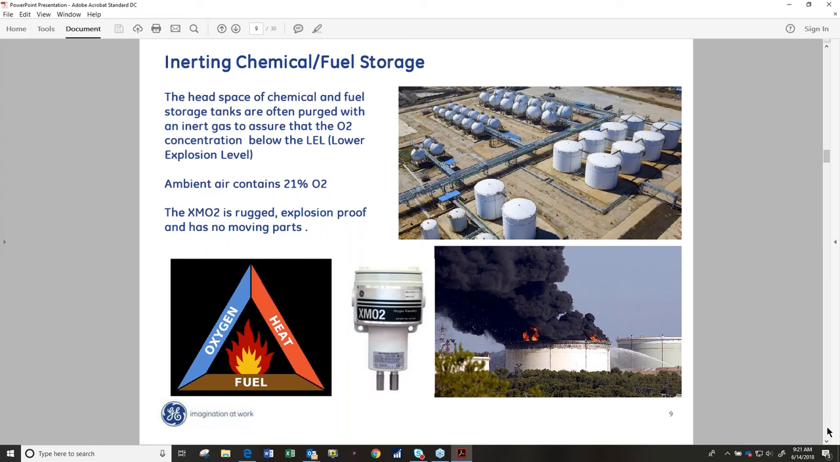And that's done by purging the headspace of these tanks or reactor vessels with nitrogen, typically. Now, nitrogen can be expensive, so this system can be used as a feedback controller to purge the headspace on demand to maintain the system below the lower explosion level. For different chemicals, different liquids, that LEL or lower explosion level will be different. Typically, it runs between 4 to 8%, depending on the particular chemical. Next slide, please.